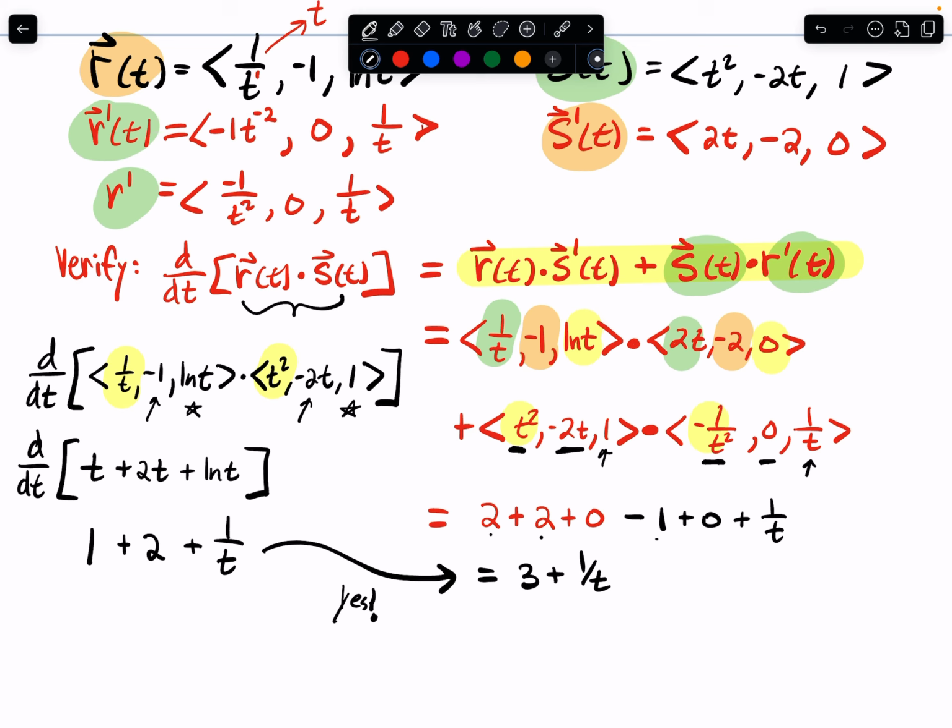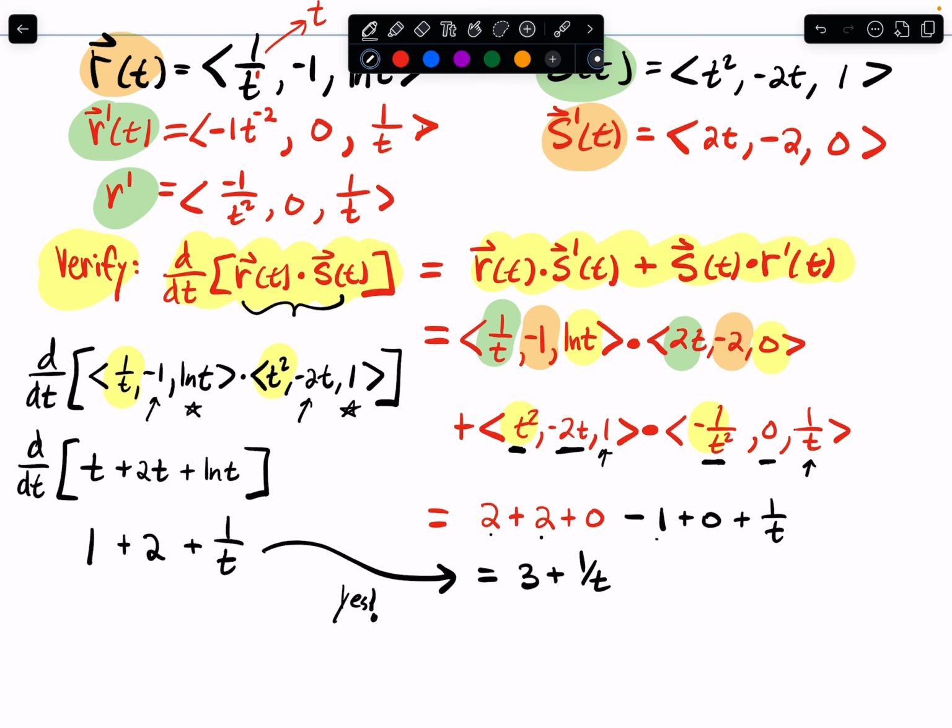Now in this instance, it seems like dotting it first and then taking the derivative is easier. But that's not always the case. Sometimes it's better to take the derivatives of the individual r of t's and s of t's and then dot them together. But in this case, it said verify, so that means you got to do the left side and the right side to verify that they're both equal to each other.